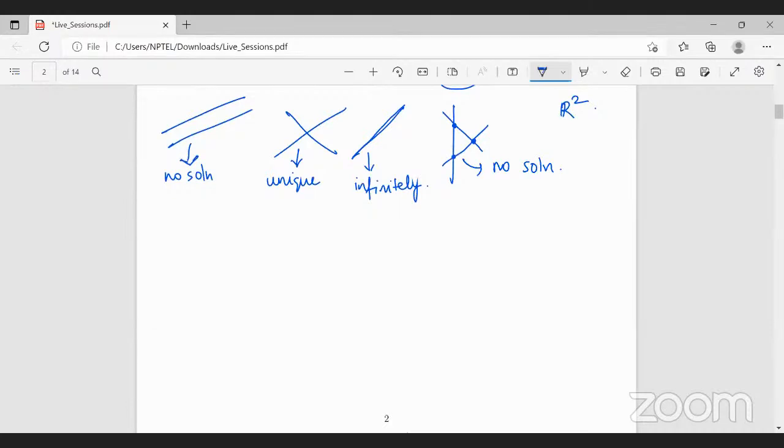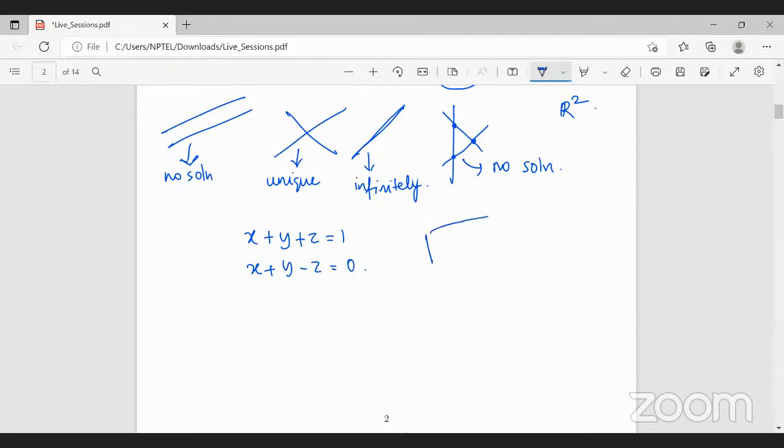Suppose I have two planes, say x plus y plus z is equal to 1, x plus y minus z is equal to 0. What are the possible solutions? How many solutions can I have? Can it have a unique solution? How many types of solutions can you get? Infinite solutions.